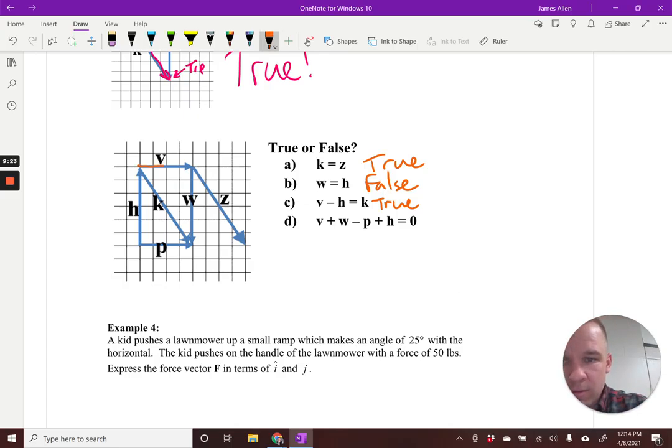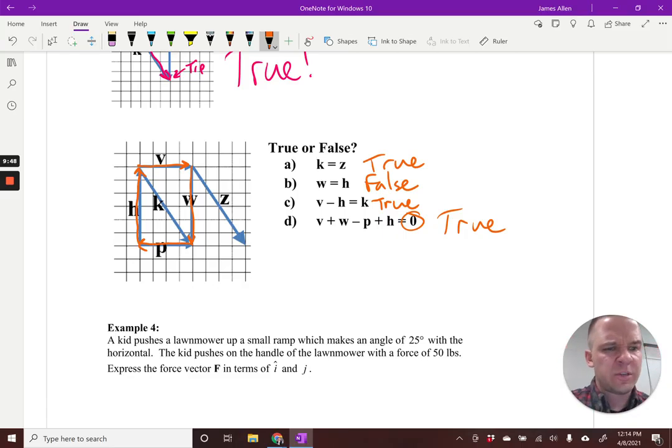V plus W. Okay, we're all set up for tip to tail. Don't need to move anything. And then minus P, so that's going to go the other direction. So now we're doing this. Sorry, the chair's a little squeaky here. And then plus H, so keeping it the same direction, gets back to the same point, which is y is equal to 0. True.